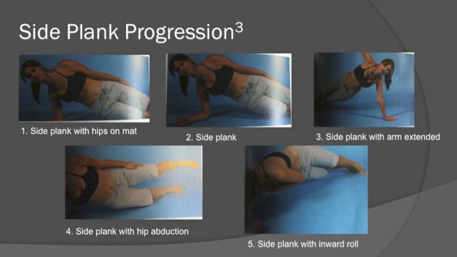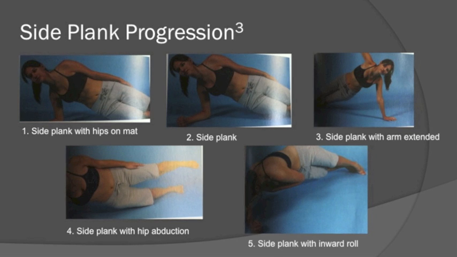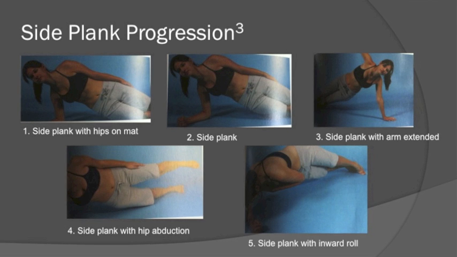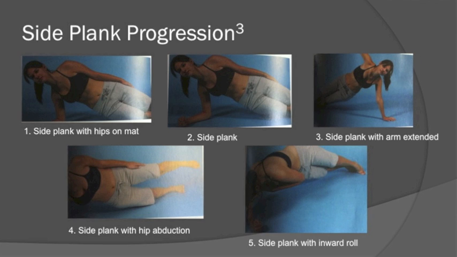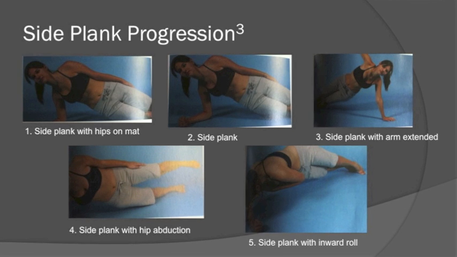For the final progression, keep the shoulder, elbow, and knees in the same position as the fourth. Return the top leg to rest upon the other leg, and perform an inward trunk rotation, keeping everything else stabilized. We will next demonstrate the five side plank progressions.